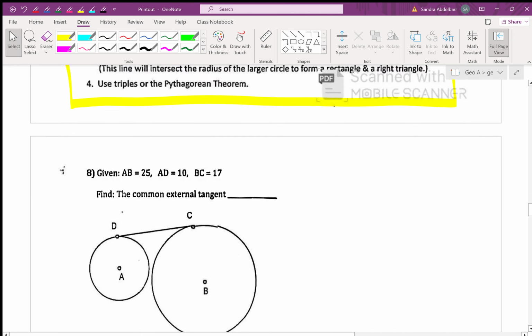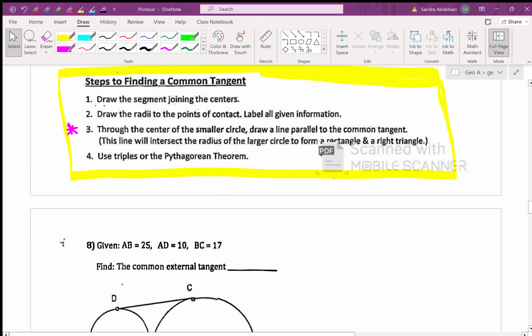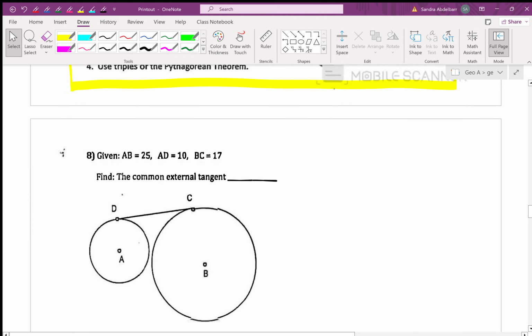All right. So, given AB is 25, AD is 10, BC is 17. First step, draw a segment joining the centers. So what am I going to do? I'm going to draw a segment from A to B.